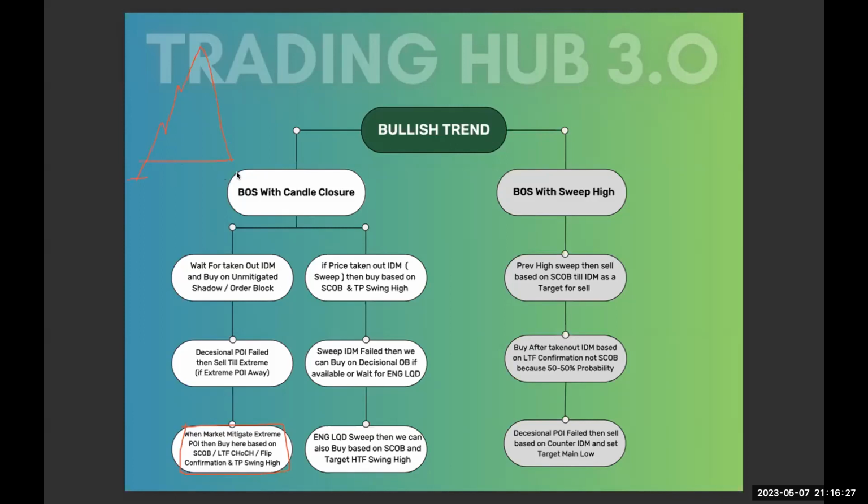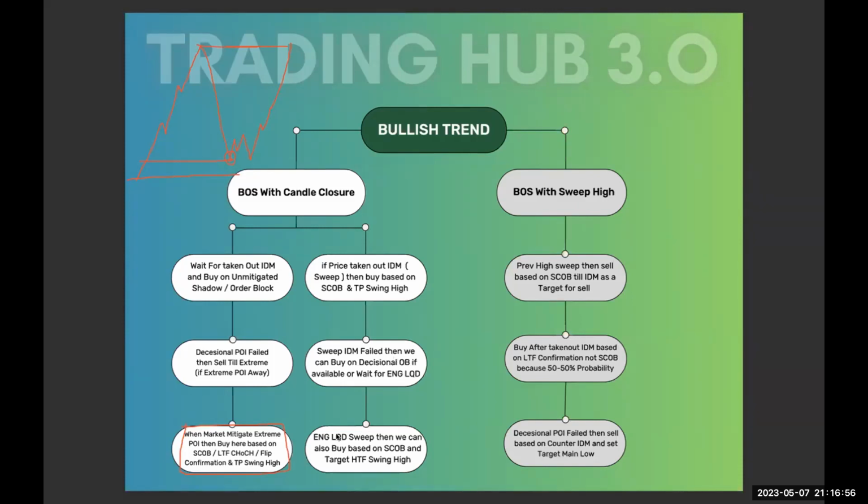This one is a decisional. Here you can buy based on chalk flip, single candle, order block, or everything, and target the previous main high, right? When market sweeps the main high low, then you have to buy or sell based on only single candle order block. If price taps on higher time frame PUI, then you have to buy based on chalk flip, single candle order block, everything applicable, right?